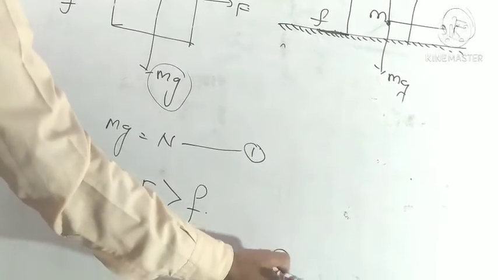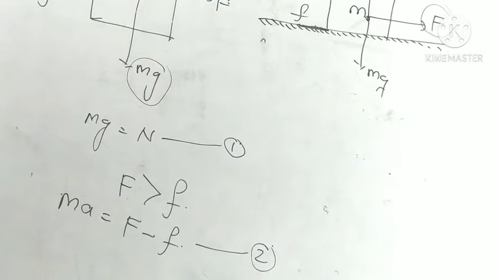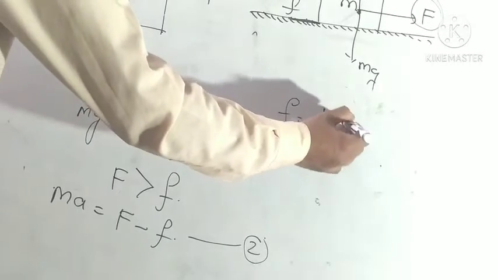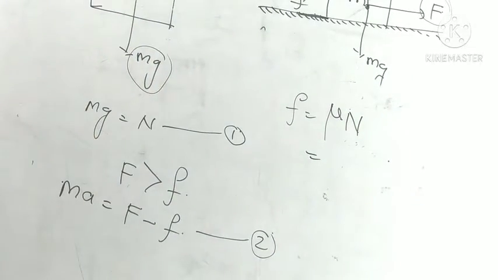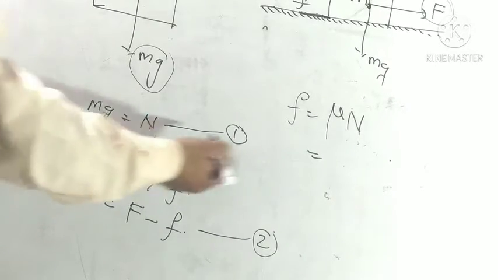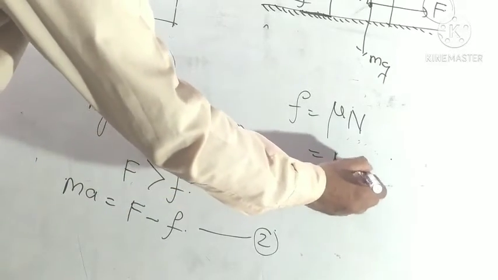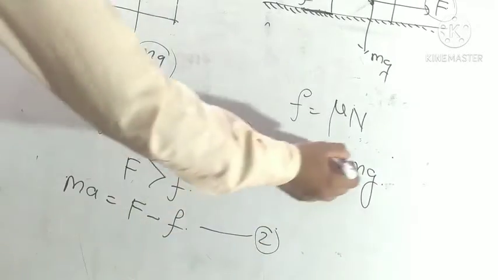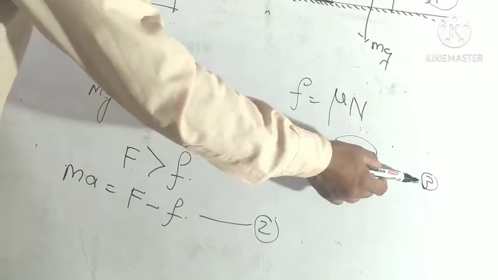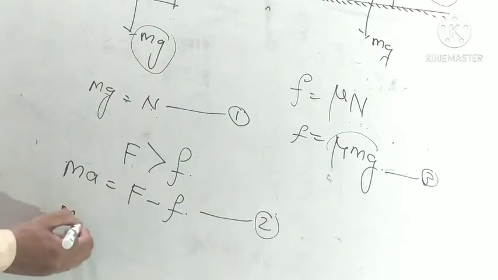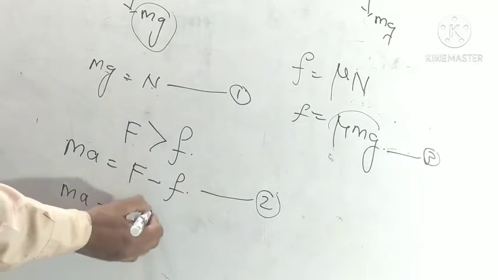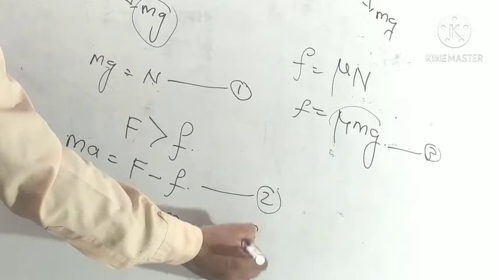We give this equation number 2, and we already know that frictional force is equal to the coefficient of friction times the normal force. For the normal force we use equation number 1 and put the value of normal force equal to the weight of this body, so N is equal to mg here. We give this equation number 3. Now we put the value of frictional force, mu mg, in equation number 2.